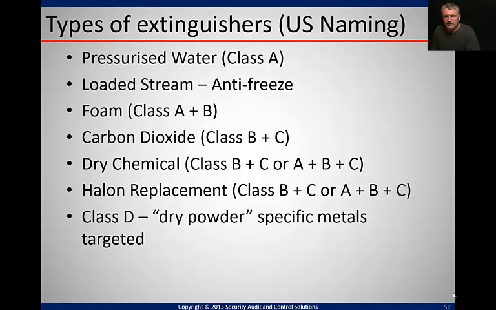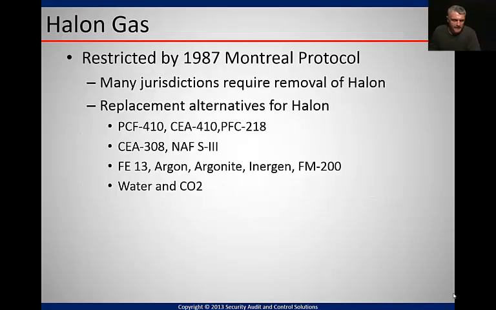We have foam, which can attack class A and B fires; carbon dioxide, class B and C; dry chemicals, we can attack class B and C types of fires, or even A, B, and C. And then finally, a halon replacement can do B or C, or all A, B, and C. And then finally, class D, dry powder, where specific materials are targeted as well.